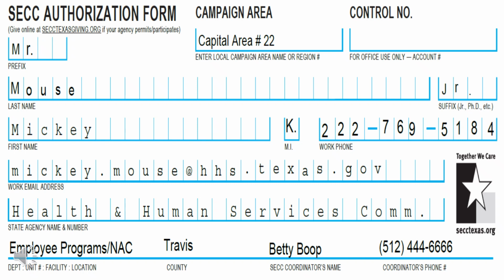Provide the giver's last name, first name, middle initial if there is one, work phone, work email address, state agency and number such as Health and Human Services Commission, and 529 is the agency number. The next line is the department, unit, facility location where the employee works, and the county where the employee works. Be sure to include the SECC coordinator's name and phone number. All of this information will be used to contact the giver if there are any questions.